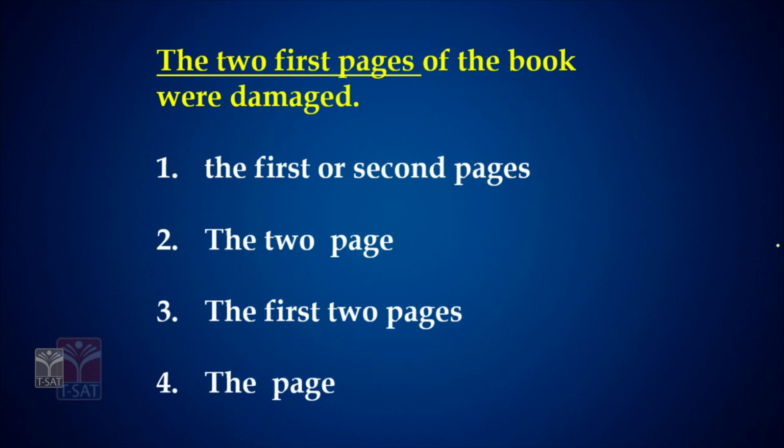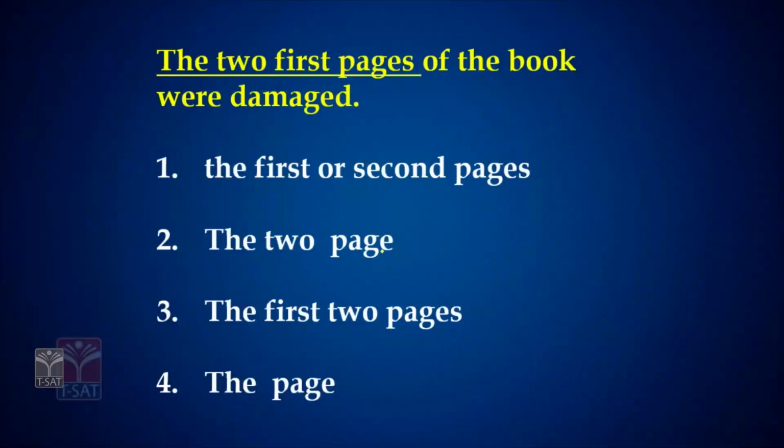The two first pages of the book were damaged. So, the two first pages, it seems there is a problem with the word order. Can we say the first or the second pages or the two page? So, generally we do not say two page, you can eliminate and the page, if you take the page of the book, but here it is were. So, the page is singular and it will not agree with were. So, you can remove option 2 as well as option 4, we can eliminate.